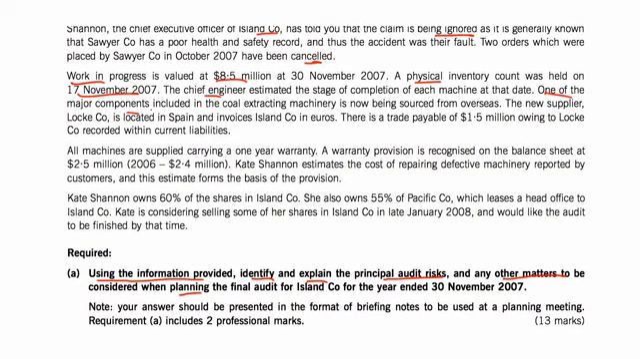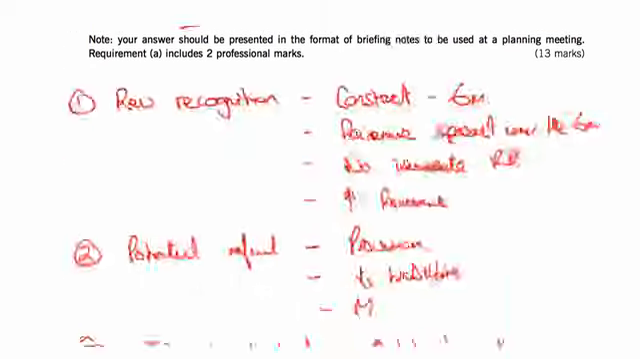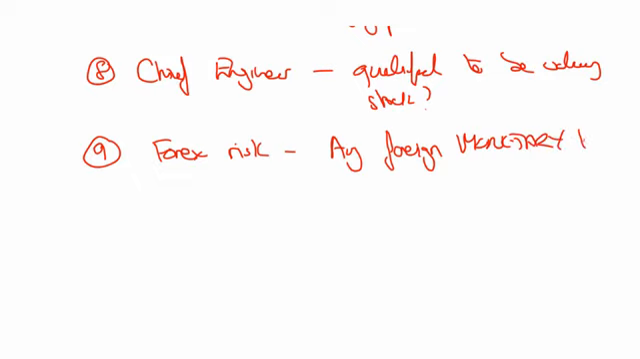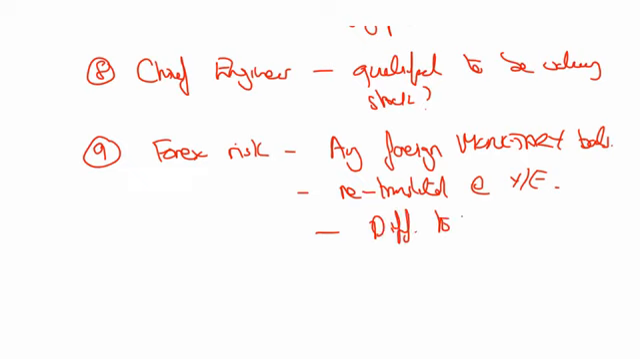One of the major components in the coal extracting machinery is now being sourced from overseas. The new supplier is located in Spain and invoices in euros, and we have a trade payable. So hopefully you're telling me that we have foreign exchange risk, and what we should do with foreign exchange is that any foreign monetary balances should be retranslated at the year end and difference to income statement. So this would apply to the payable but not the stock, because the stock's not a monetary amount.